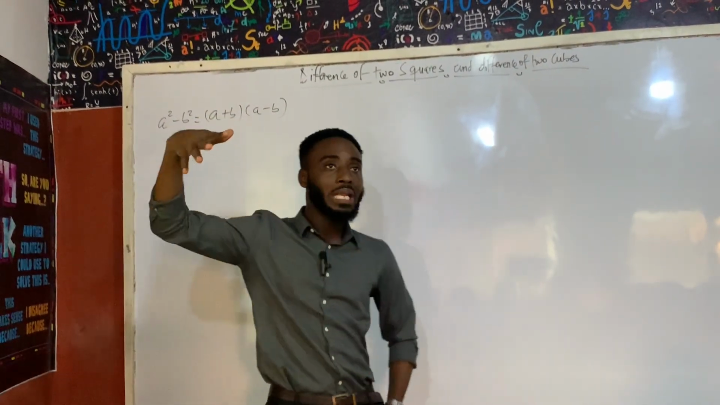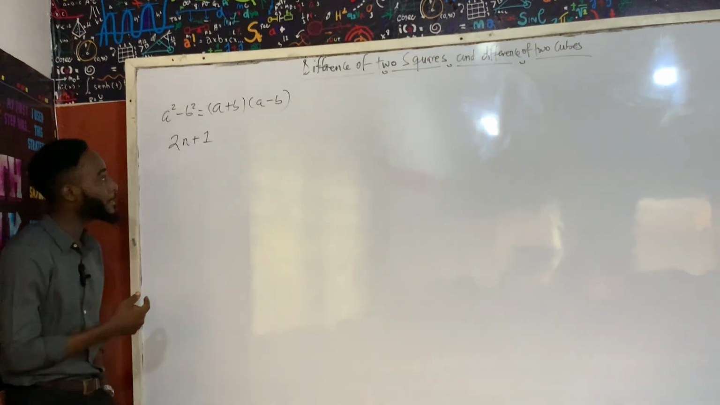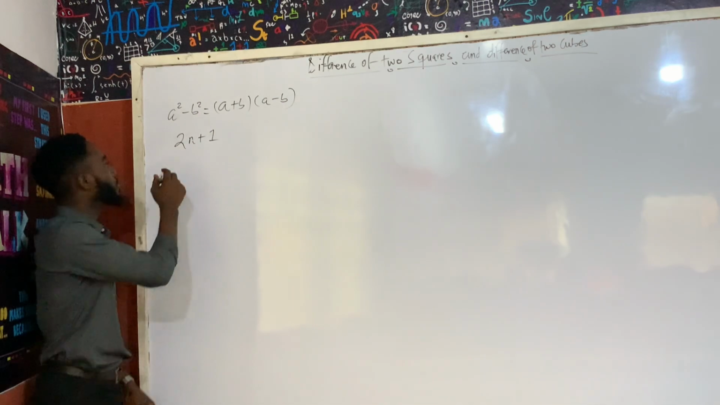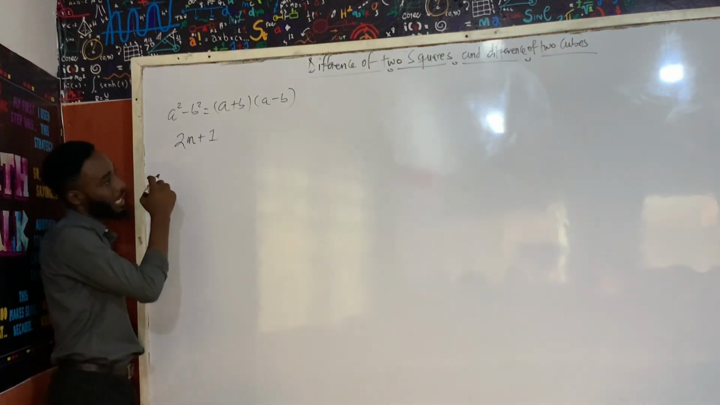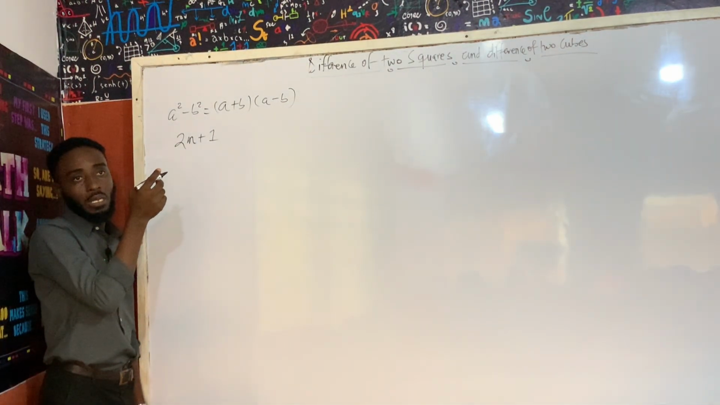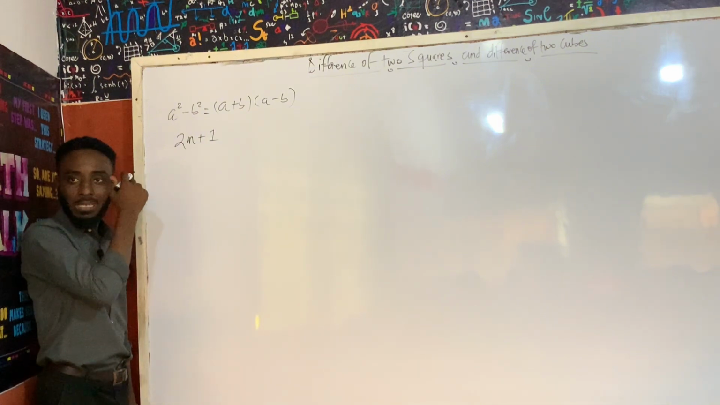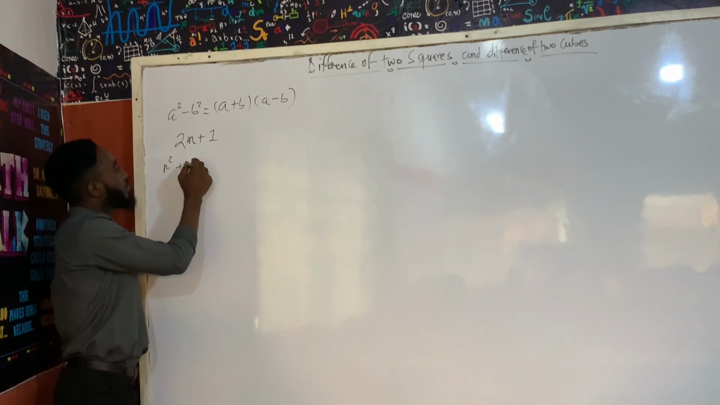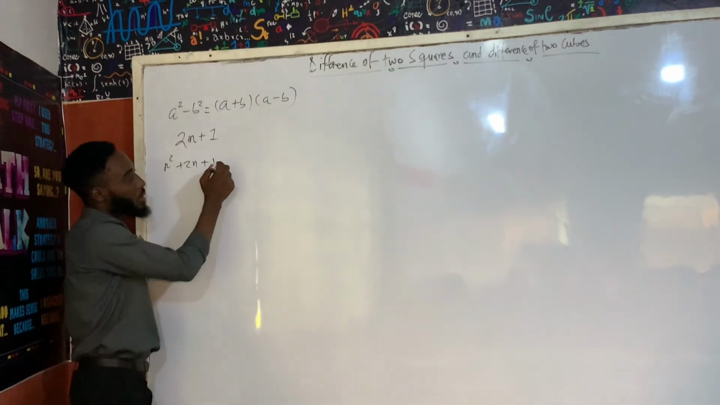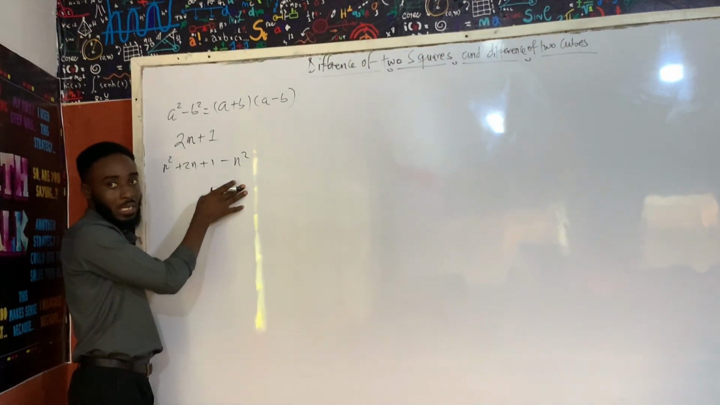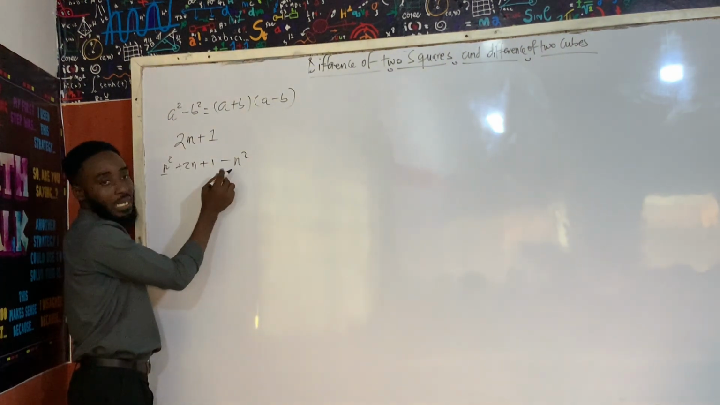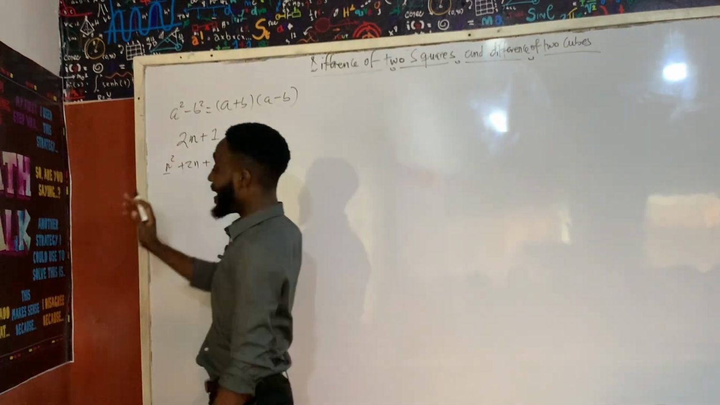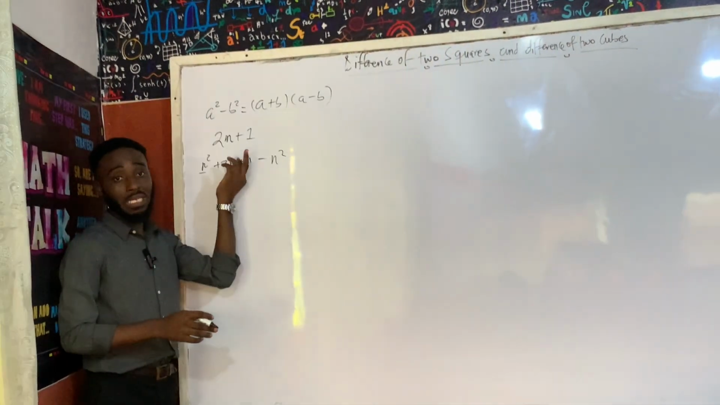Do you get that? Now, if something can be expressed like this, then with regards to 2n plus 1, I can decide to introduce plus or minus n squared to both sides. So that would be n squared plus 2n plus 1 minus n squared. Do you get what I just did? I introduced plus and minus n squared to both sides, and if I do that, I'm still maintaining the value.